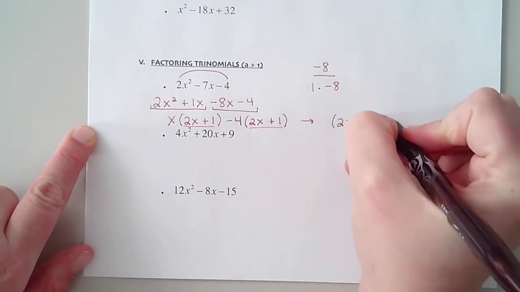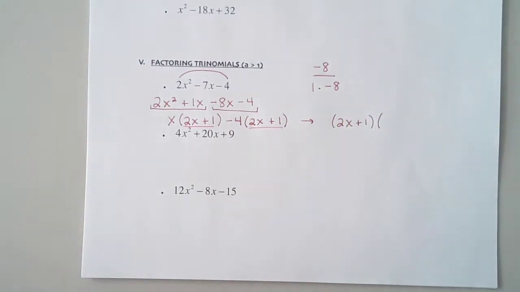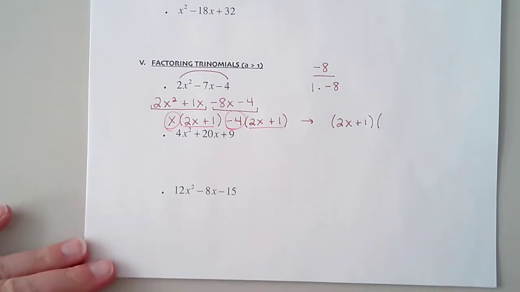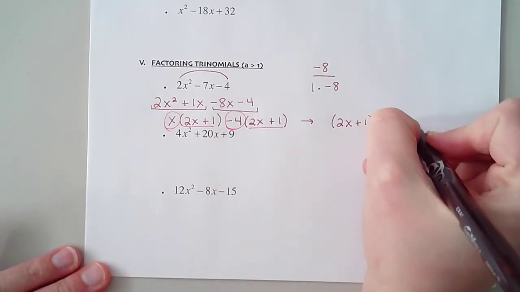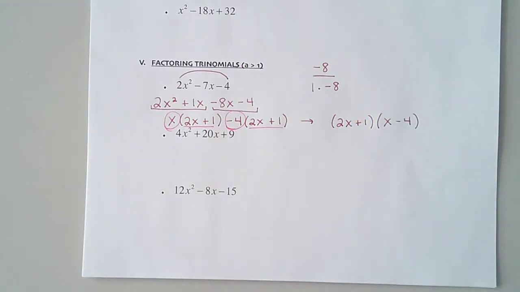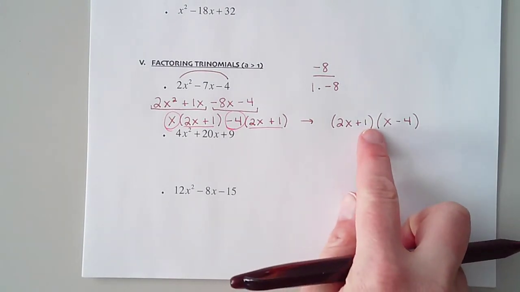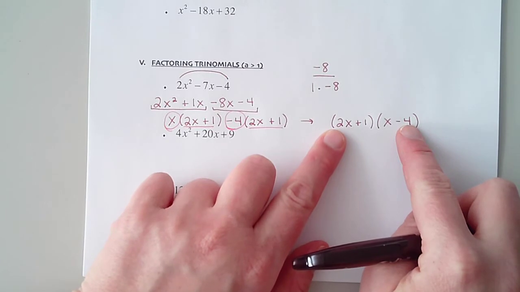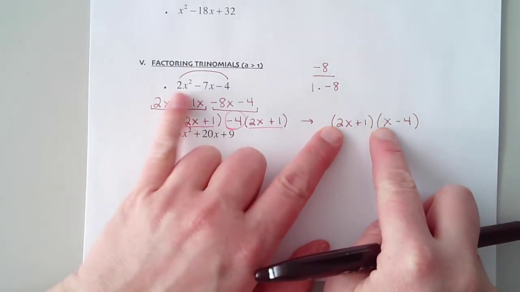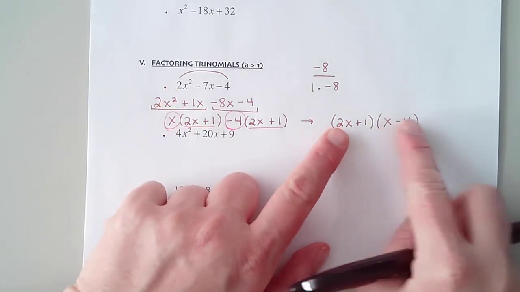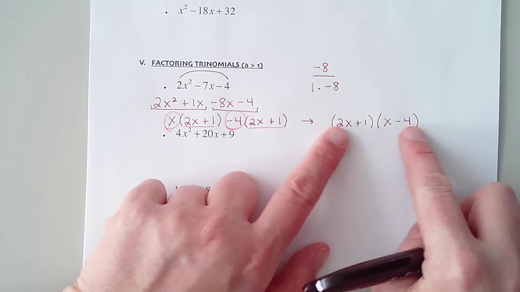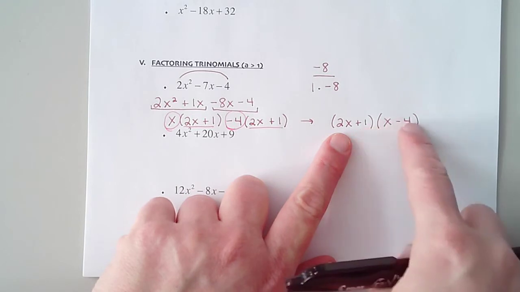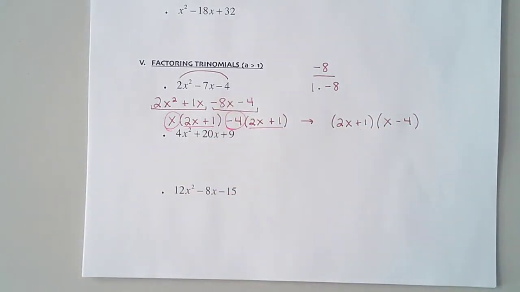And then I'm going to say what's left over. Well, what's left over would be x minus 4. So that's going to go in my second parenthesis here. And lo and behold, I've factored this thing. So if you were to FOIL your way back through this, 2x times x would give you the 2x squared. Here I would end up with a negative 8x plus 1x, which gives me negative 7x. And then 1 times negative 4 gives me negative 4.